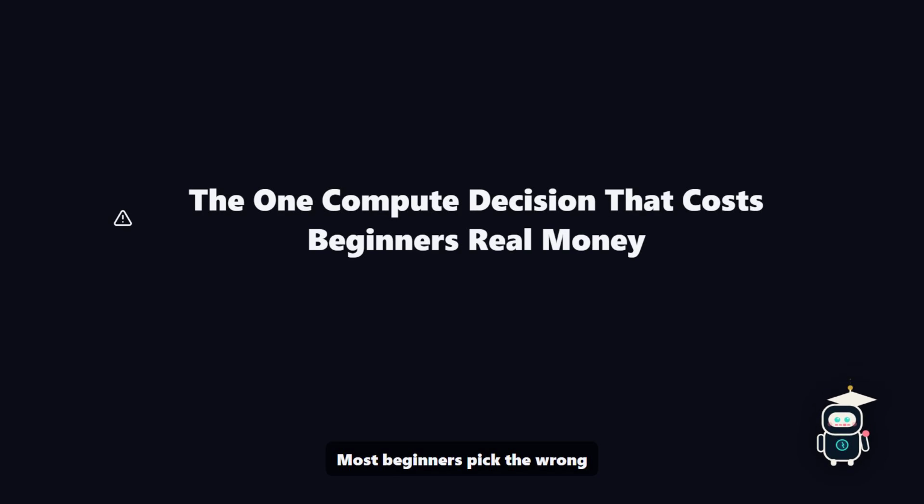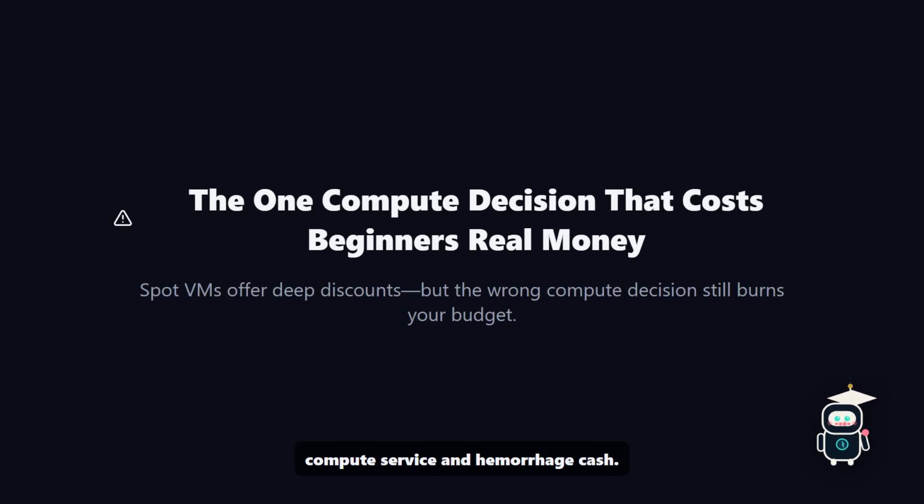Most beginners pick the wrong compute service and hemorrhage cash. But what if you could use spare cloud capacity sold at deep discounts? That's exactly what spot VMs are, preemptible VMs that Google can terminate with only a short warning. Get this decision wrong and you wake up to a 3 a.m. outage. Get it right and you slash your compute bill dramatically. In this video, you'll learn the exact decision tree to stop paying for idle time and sleep through the night.